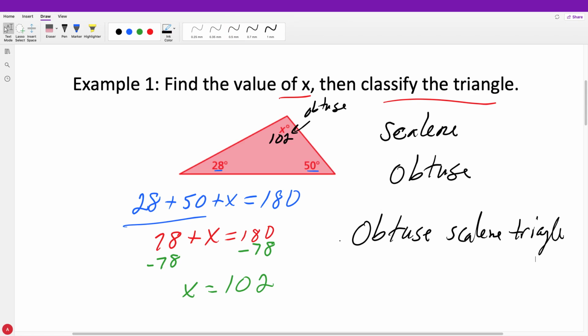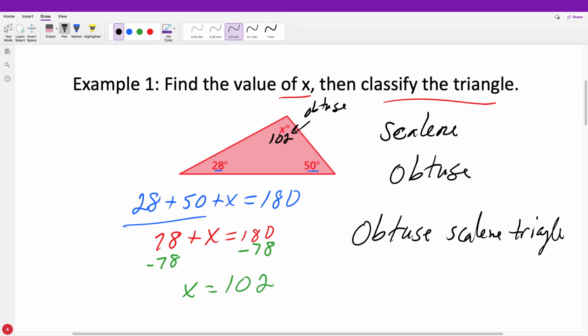All right, so we name it by our angle, then our side, then name it a triangle. So we know that the three angles have to add up to 180 degrees, which now allows us to solve for what x is. And then once we know that none of our sides are equal, then we know it's scalene, and then we can say it's an obtuse scalene triangle. All right, so that is solving for x and then classifying the triangle. Remember, we're not naming it, we are classifying it.